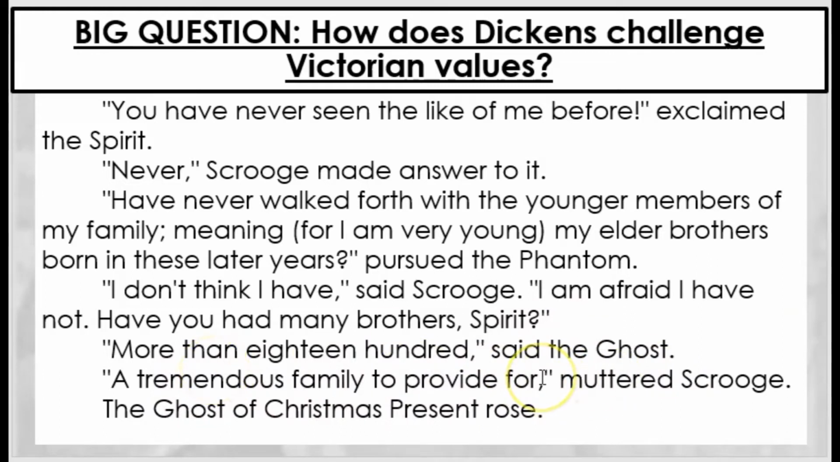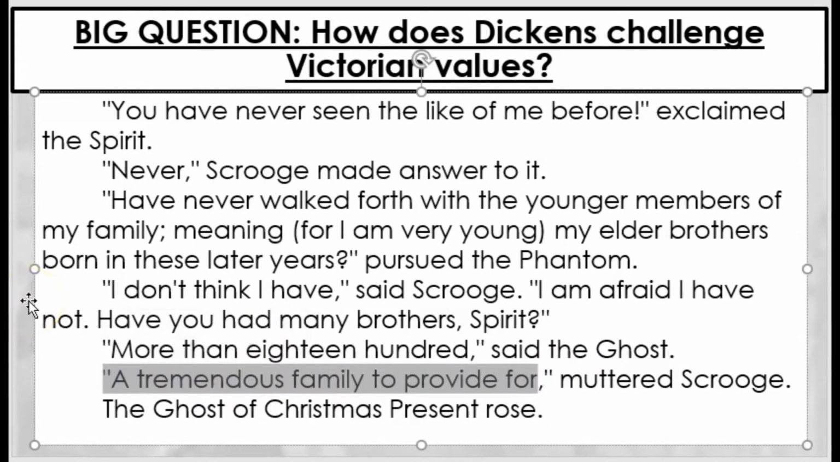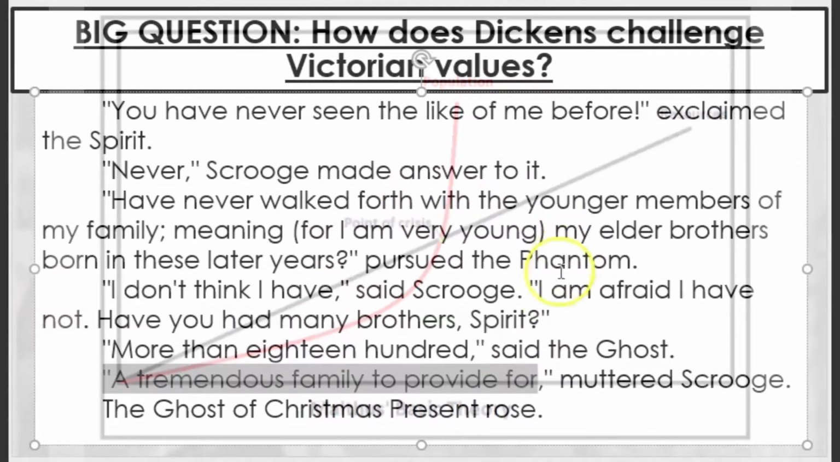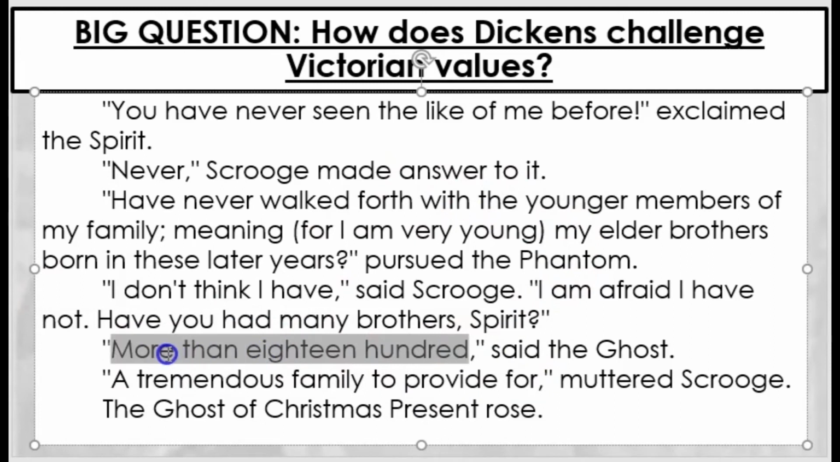So again, we're getting this idea of Scrooge's concerns are about the population growing too much. He's very much the kind of Malthusian idea of the Malthusian catastrophe, population getting too big for nature to support it. But of course, the hyperbole of the number of brothers the ghost has had, it's 1,800, is just there to show that actually, it's more than capable of providing for everyone.